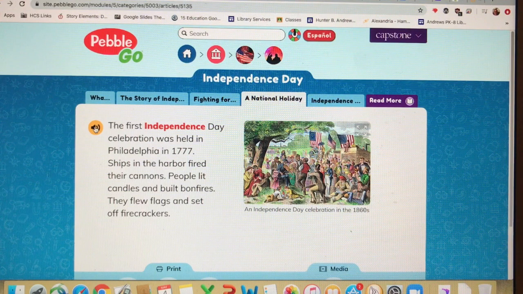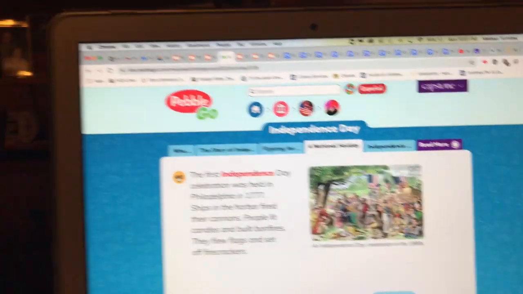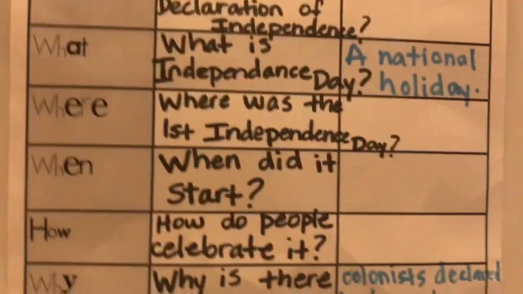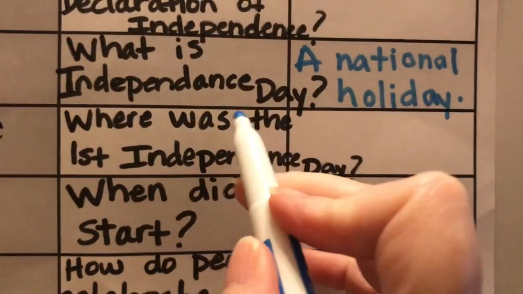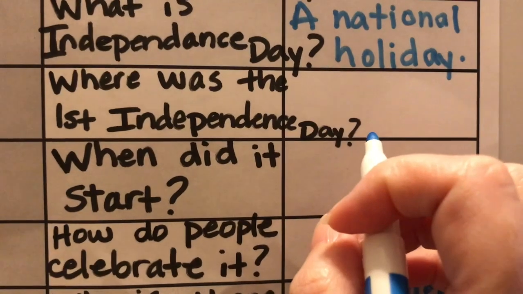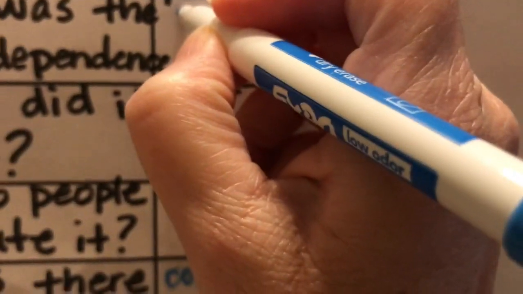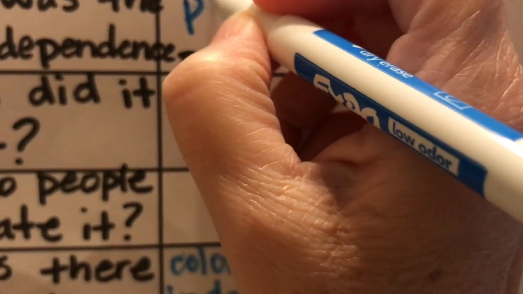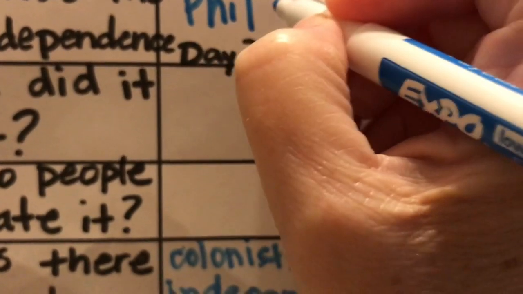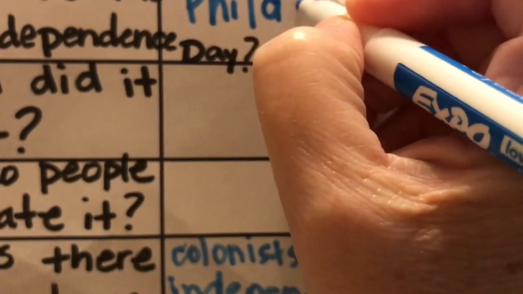Okay, so let's see. What question can we answer? The first Independence Day. And here our question is, where was the first Independence Day? It was in Philadelphia, which is a city in Pennsylvania. And Pennsylvania is a state.